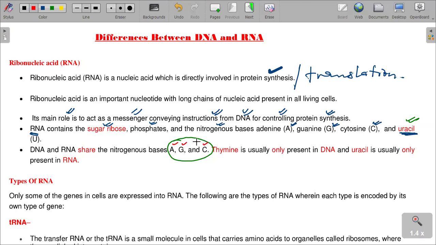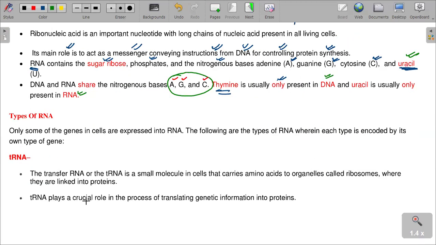So thymine is usually only found in DNA. Only take note of that. Thymine is only present in DNA. That I'm sure you should understand. And uracil is also usually only present in RNA. So what you should see is that there is a distinctive structural difference there, which is to say that uracil is found in RNA and DNA has thymine. So without wasting any time, that is just the introduction to RNA.